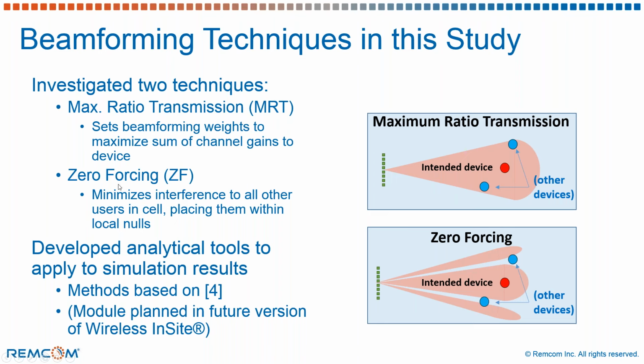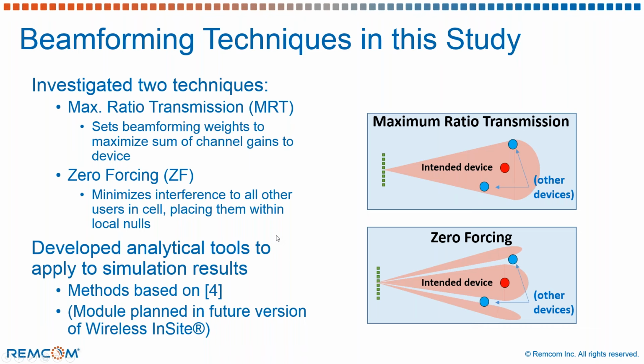The second technique is called zero forcing. In this technique, the beamforming attempts to minimize the interference to all of the users in the cell, placing them within local nulls. So if we look at the bottom right, we can see the same case, the same positions of an intended device in red and two neighboring devices in blue. And in this case, the neighboring devices have been placed into a null in the beam so that they don't receive very much interference.